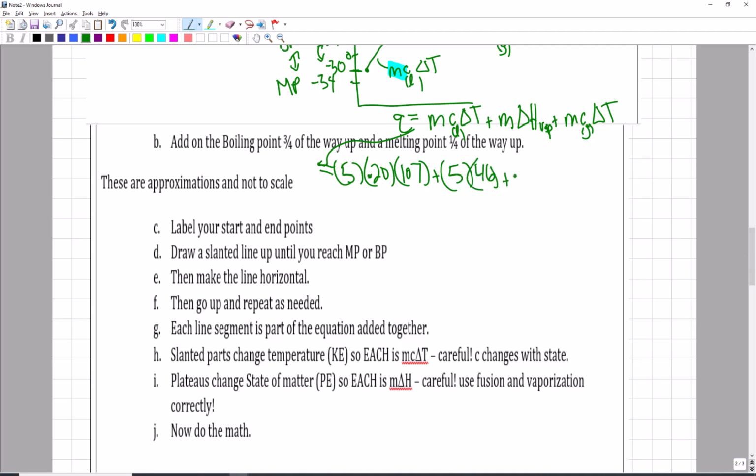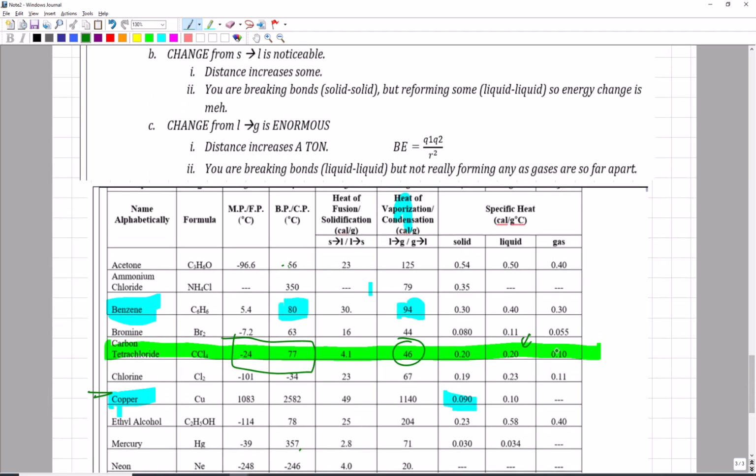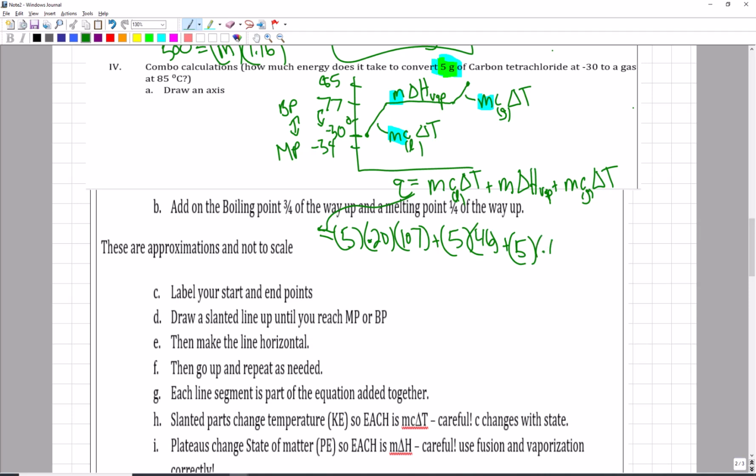And then I got to heat it up some more. The mass is still 5. That's not changing. Specific heat of the gas is a little bit different. Gas is 0.1. And my change in temperature now is from 77 to 85. That's 8. I'm going to throw that in my calculator and get an answer.